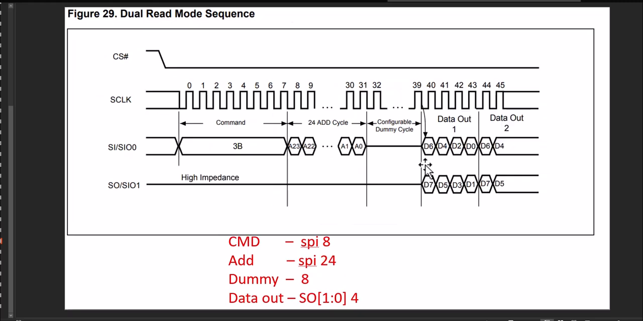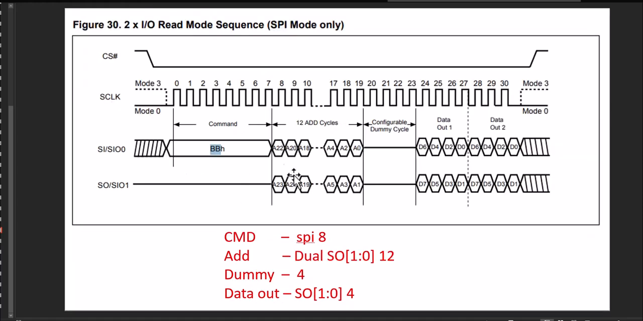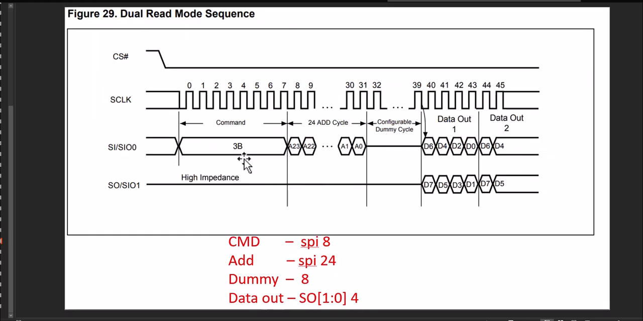So the next command is dual read. It is the same as this one, but instead of the address being in dual, the only change is that the command is in SPI, the address is also in SPI, and the dummy is 8 clocks, and data comes out on these 1 and 0 pins.